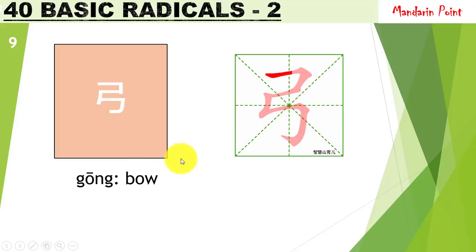And let's find an example. Here we have yin. We can see that this gong is placed on left side and it means to pull. So pulling bow to shoot an arrow.